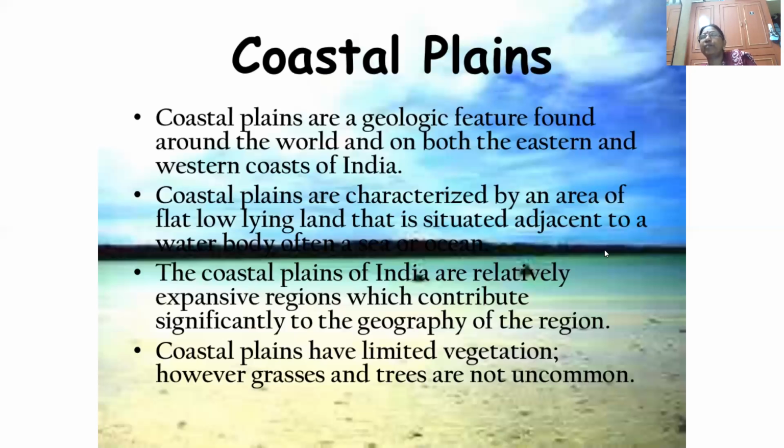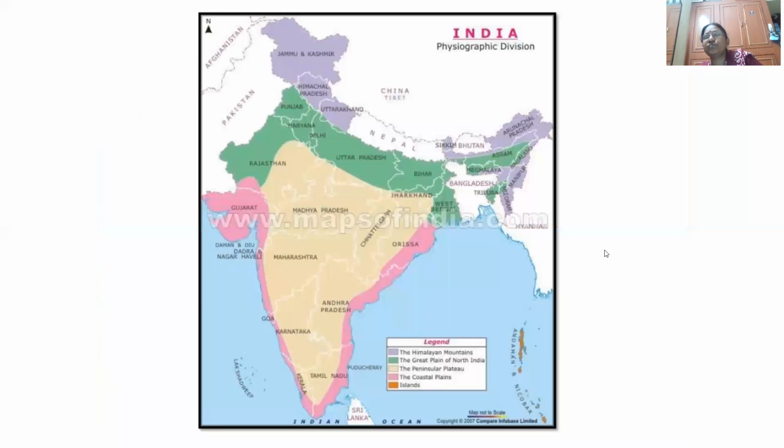The water of the Bay of Bengal is washing the eastern side of the eastern coast, and the water of the Arabian Sea is washing the western coast of India. The coastal plains of India are relatively expansive regions which contribute significantly to the geography of the region. The coastal plains have limited vegetation. However, the grasses and the trees are not uncommon. You can noticeably find them everywhere, and they present a spectacular view.